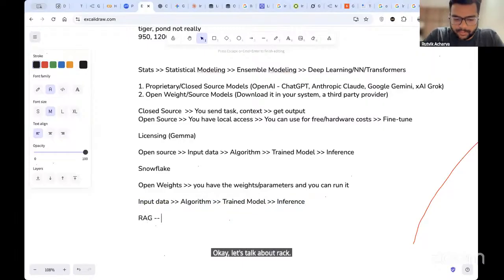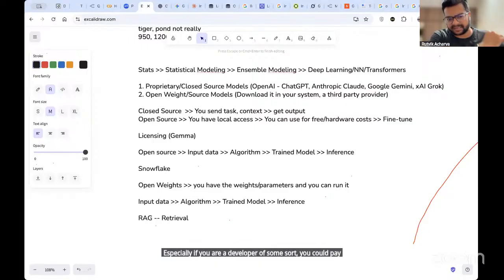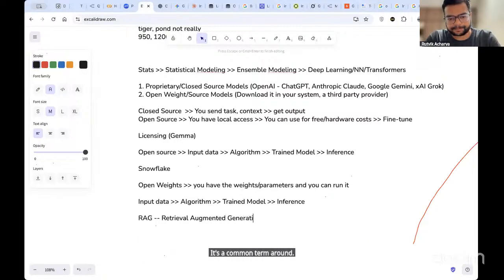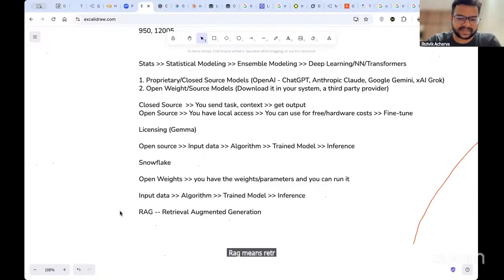It is possible you have heard of this term, especially if you are a developer of some sort. You could be a data scientist, machine learning scientist, computer scientist, software engineer. It's a common term around. What does RAG really mean? RAG means retrieval augmented generation.